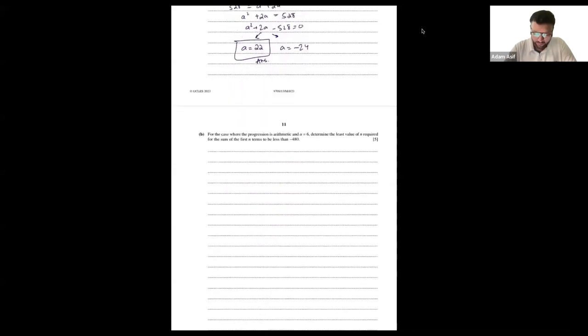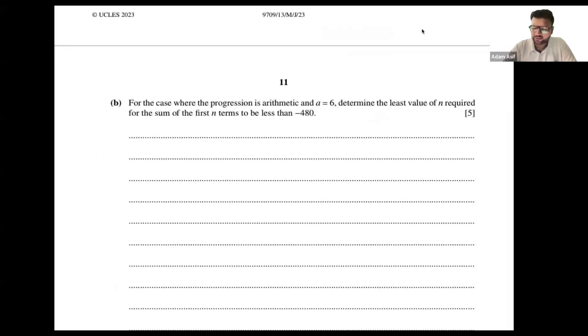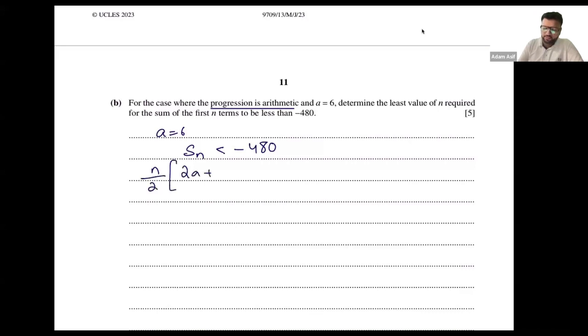All right. Part B: for the case where the progression is arithmetic and a is 6, determine the least value of n required for the sum of the first n terms to be less than minus 480. So we now know the progression is arithmetic and the a value is 6. We need to determine the least value of n required for the sum of the first n terms to be less than minus 480. Now the sum of the first n terms is given by n upon 2, 2a plus n minus 1 times the common difference.